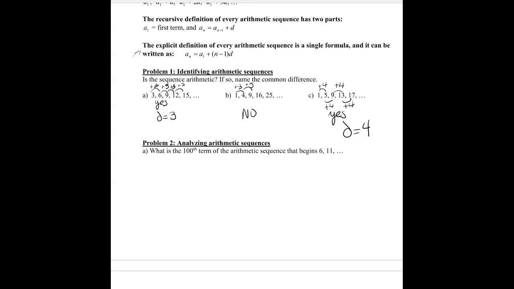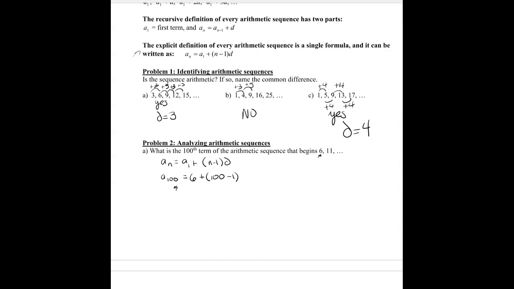So I've got this explicit definition which says a sub n is equal to a sub 1 plus the quantity of n minus 1 times d, which is just going to be my common difference. Well, a sub n is the one that I'm wanting to find, so that changes into a sub 100, since that's the term number I'm trying to find. N becomes 100. A sub 1 should still be that first term, which in this case is 6, plus, well, if n is 100 over here, n needs to be 100 over here, minus 1 times d.